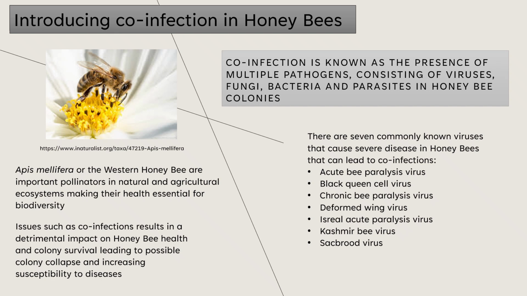Co-infection is known as the presence of multiple pathogens consisting of viruses, fungi, bacteria, and parasites in honeybee colonies. There are 7 commonly known viruses that can cause severe disease in honeybees that can lead to co-infections. These 7 are acute bee paralysis virus, black queen cell virus, chronic bee paralysis virus, deformed wing virus, Israeli acute paralysis virus, Kashmir bee virus, and sac brood virus.